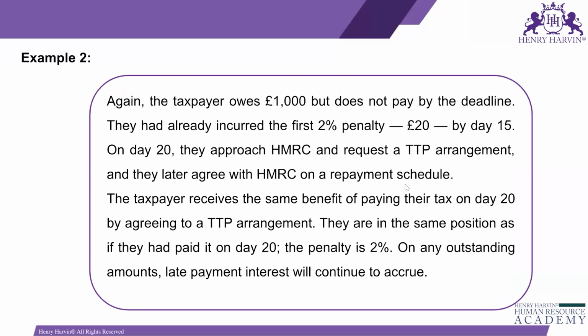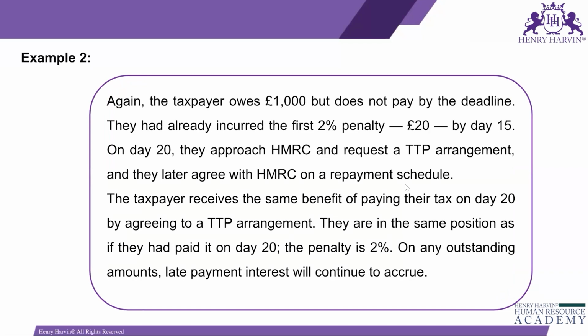Again, the taxpayer owes £1,000 but does not pay by the deadline. They have already incurred the first 2% penalty, £20, by day 15, because they have not paid by the deadline. On day 20, they approach HMRC and request a TTP arrangement, and they later agree with HMRC on a repayment schedule. It is already late, the 20th day. The taxpayer receives the same benefit as paying the tax on day 20 by agreeing to a TTP arrangement.